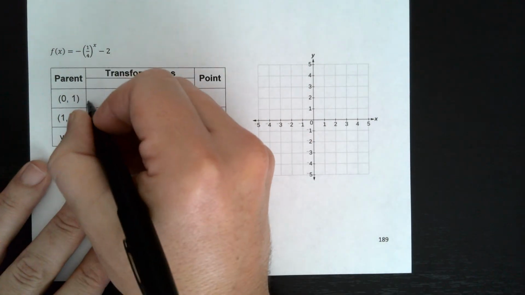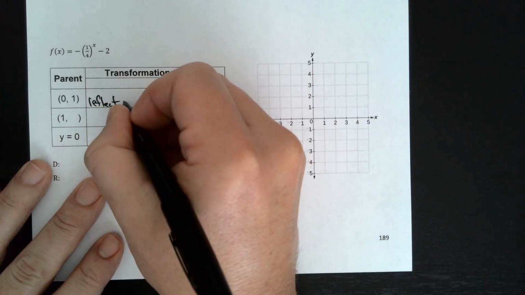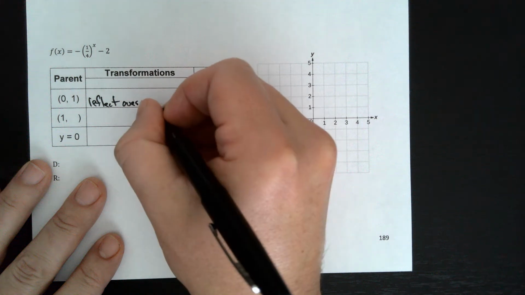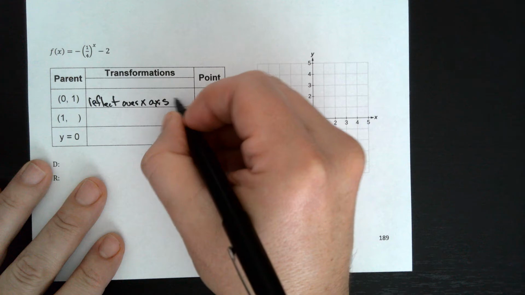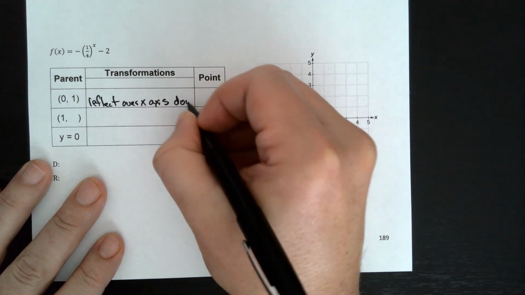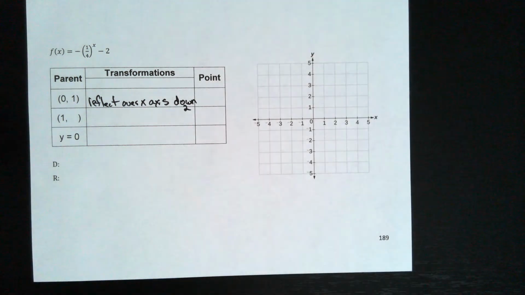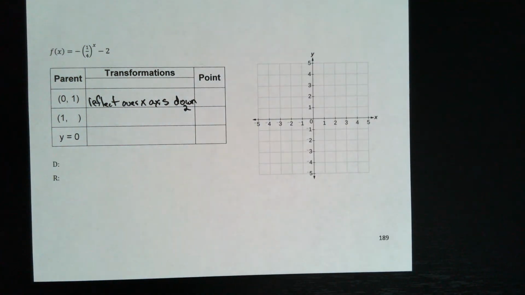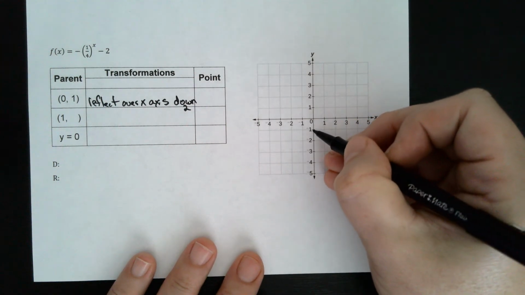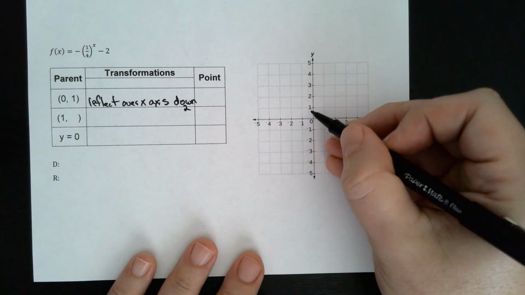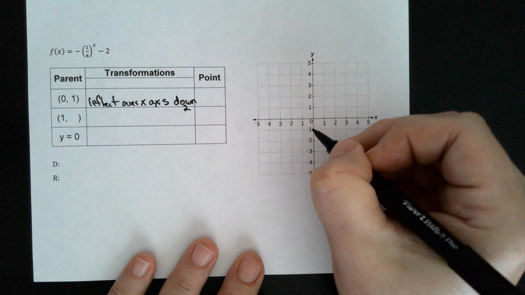Okay, so reflect over the x-axis, and then subtract 2, and then go down 2. If we reflect over the x-axis, that means that instead of the point 0, 1, which is here, it's going to reflect to be down here. So the parent function point 0, 1 is going to reflect across the x-axis and come down here.